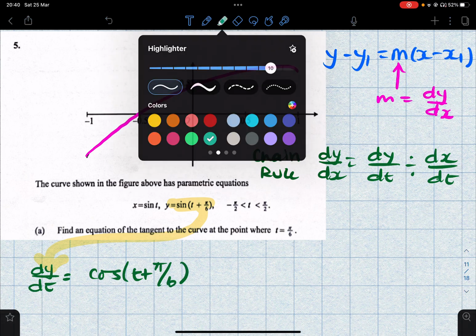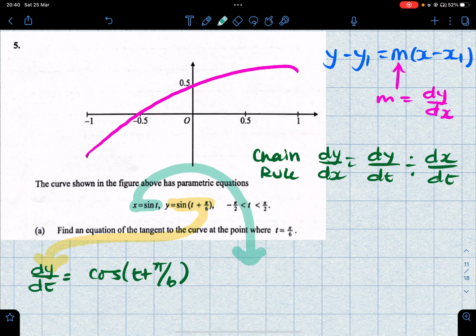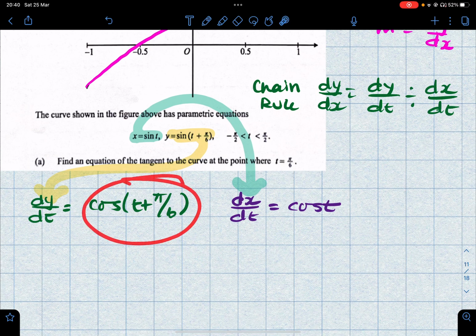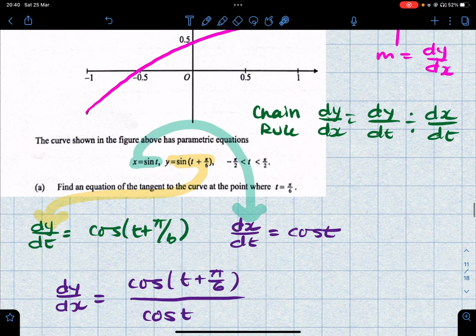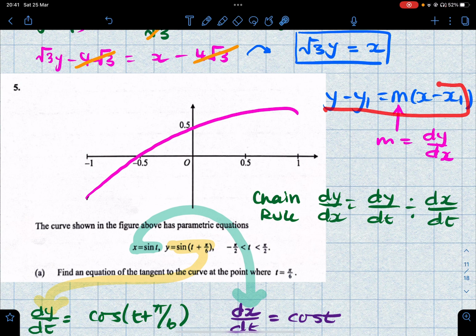And we do the same for dx by dt. So dx by dt, the derivative of sine t is simply cosine t. And using the chain rule, we can find dy by dx as this divided by this. So dy by dx is cosine of t plus pi over 6 divided by cosine t. Now, that doesn't answer the question because they asked for the equation for the tangent.